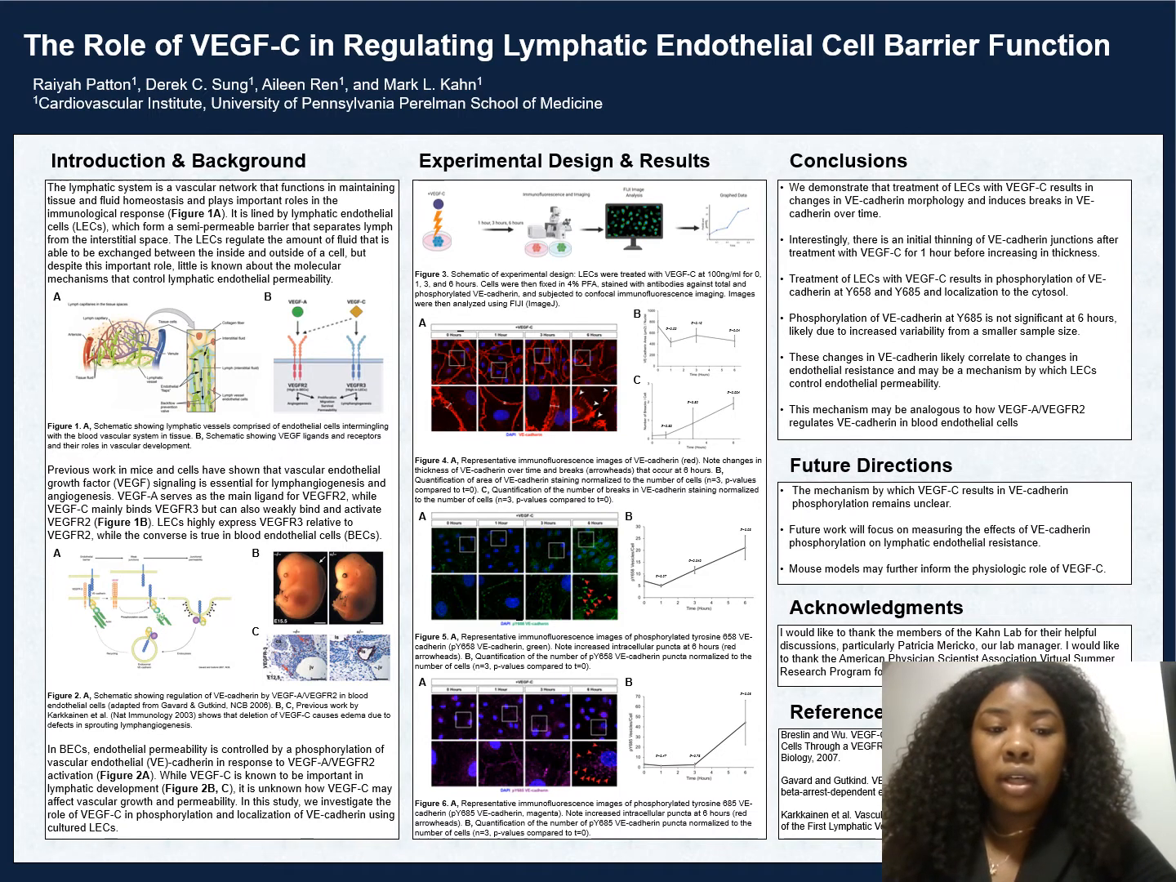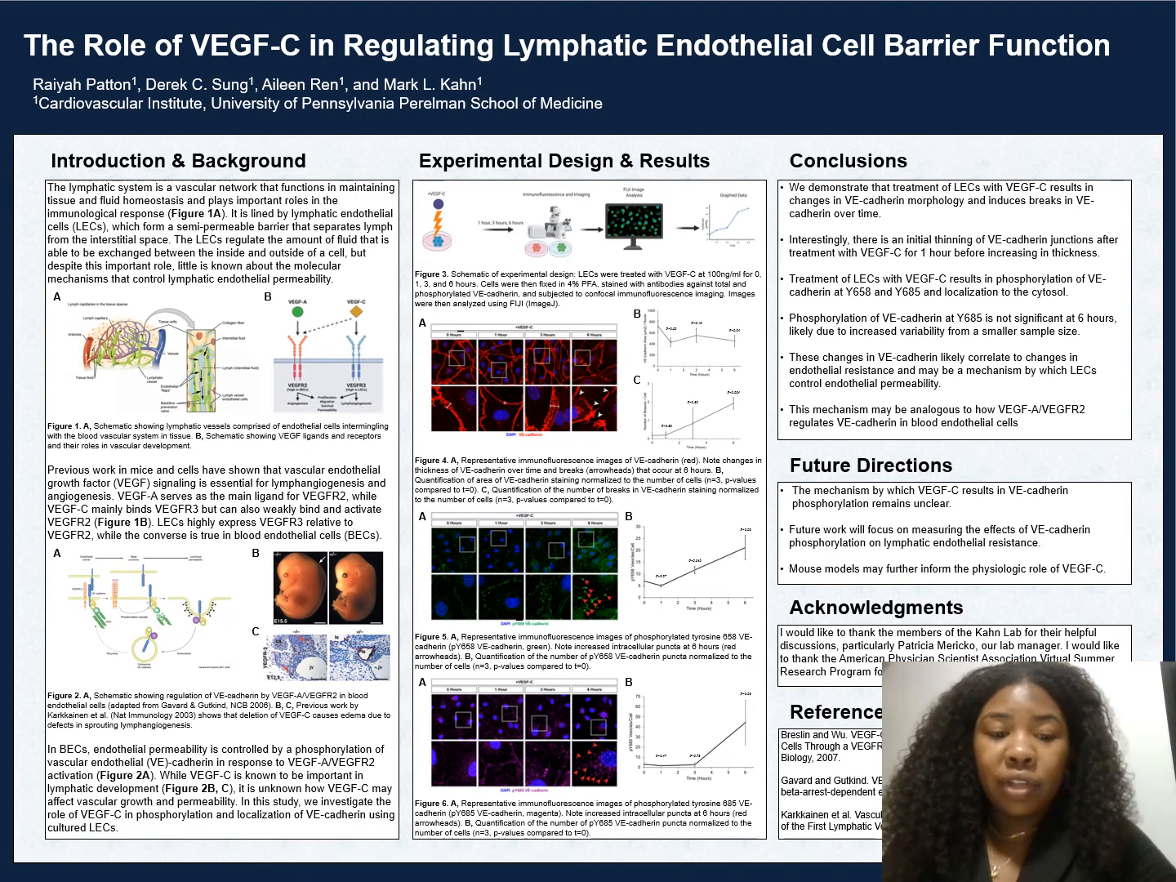Here we see that VEGF-A prefers to bind to VEGFR2, and this occurs primarily in blood endothelial cells. Next, we see that VEGF-C is capable of binding to VEGFR2, although it primarily binds with VEGFR3, and this occurs in lymphatic endothelial cells. From previous research, it's found that VEGF signaling is imperative for lymphangiogenesis and angiogenesis to occur.